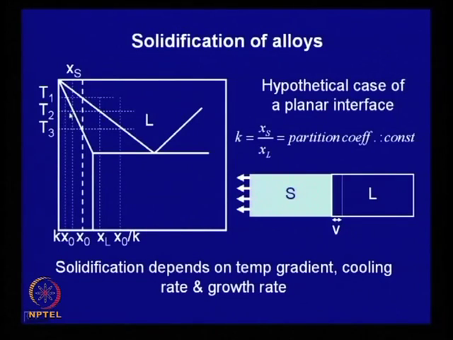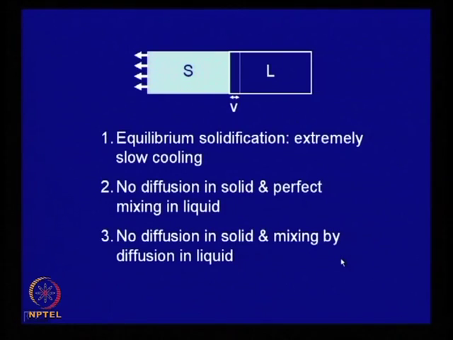Let us say for a particular temperature in between, at T2, XL is the composition of the liquid which is in equilibrium with solid of composition XS. Then let us define this ratio, the composition of the solid to the composition of the liquid, as the partition coefficient K. Let us take a case where we assume that this is constant, and we assume that the growth rate, the rate at which this interface moves, is constant. Now, there can be several possibilities, and three of these let us look at.